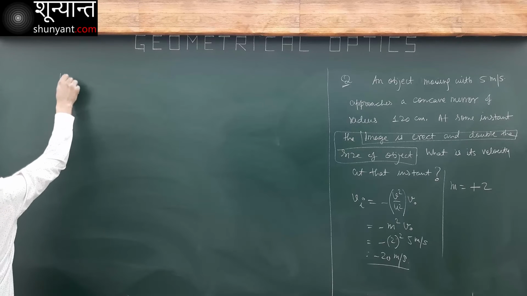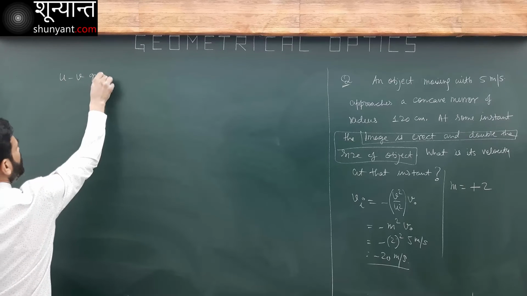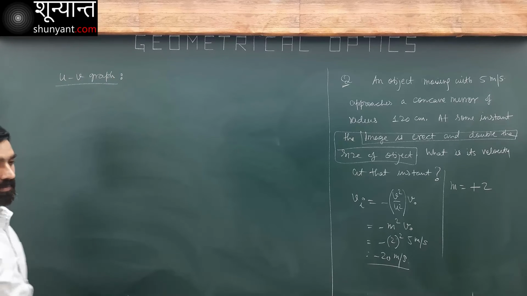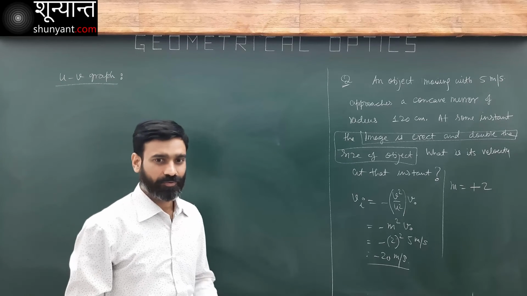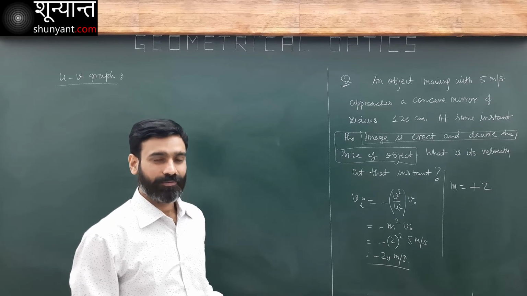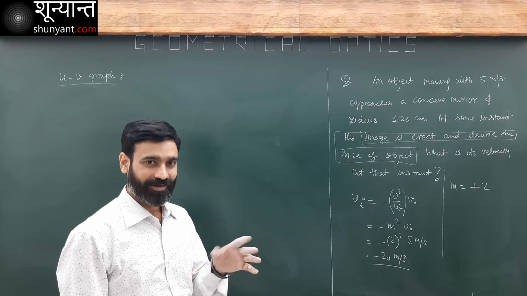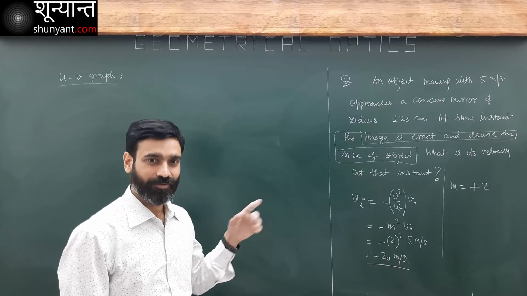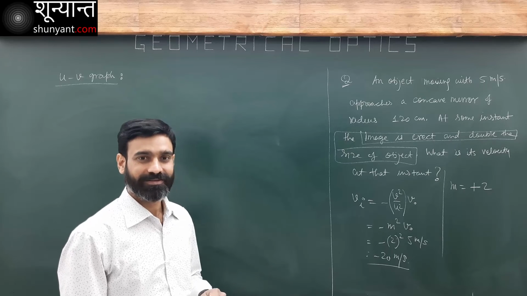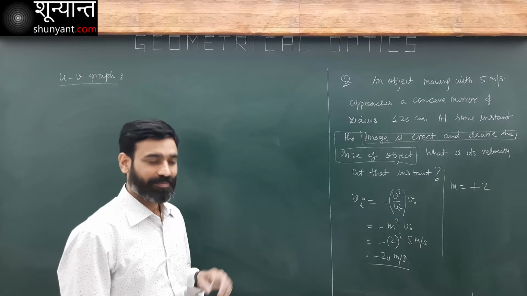UV graphs are a pretty difficult thing to do, and that difficult part I am leaving to you. You try to figure out how the UV graph for a mirror is going to look. I am going to do the simpler thing.